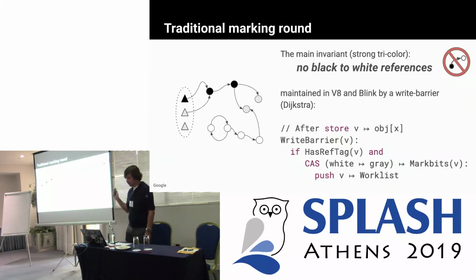In addition, which will be important just in a second, we maintain a strong tri-color invariant in V8, which means we don't want black to white references. So we issue write barriers after each store. The write barrier essentially checks whether the value has a ref tag, and if marking is on, it also pushes the object. There exist multiple versions of write barriers. We use this one consistently across Blink and V8, which gives us a few nice guarantees there, and a few ones, which we'll see in a few slides, we can actually not use because we reuse the mark bits for something else as well.